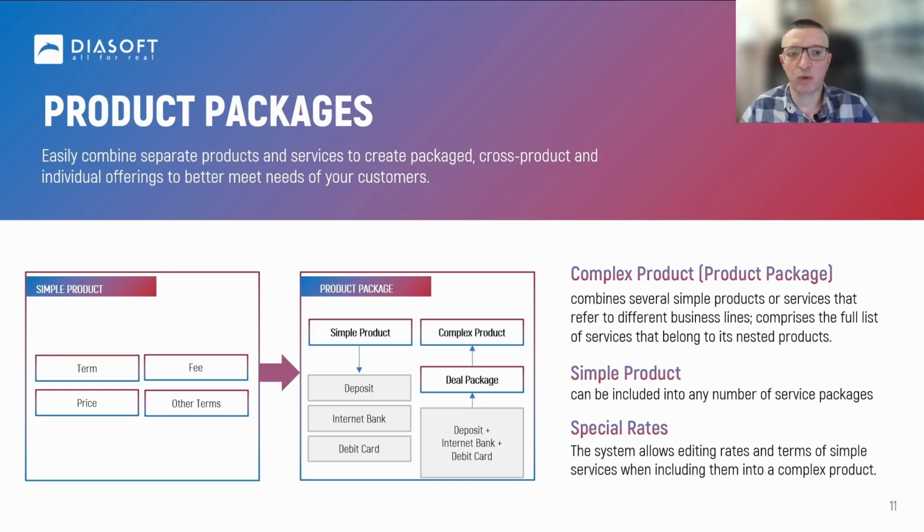In this case, we have three different products from different business lines: deposit, internet bank, and debit card. You can combine them into a single package with the ability to configure pricing of both simple products and complex product. For example, you can make issuing card free of charge if it's a part of product package. On the other hand, if the same card is being issued as a simple product, you can charge a fee.